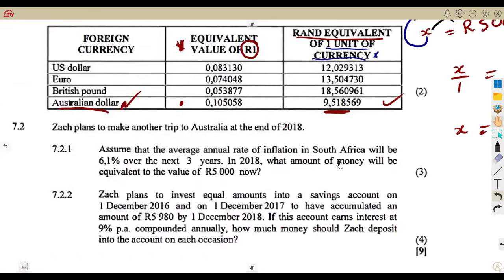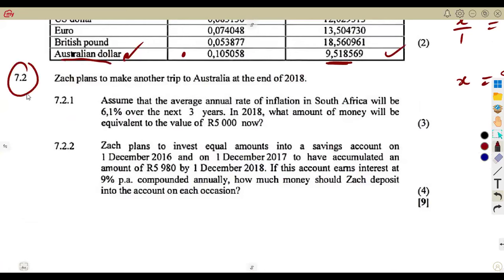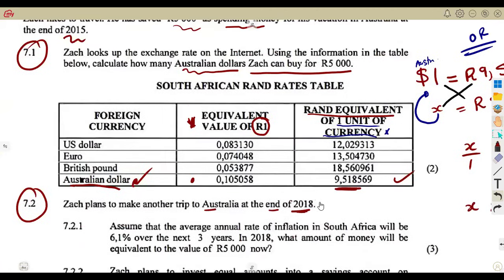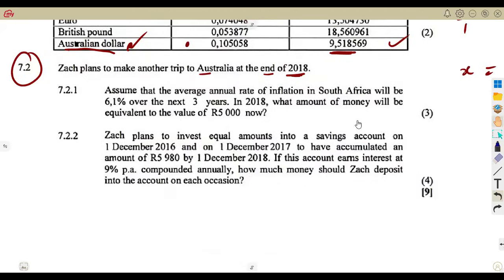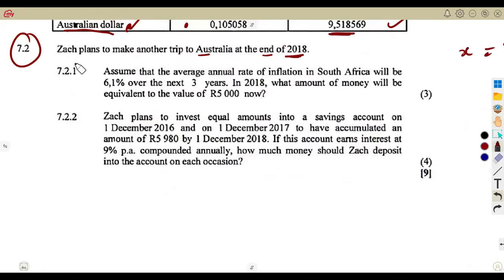Let's see another part, on 7.2. On 7.2, they're saying Zach plans to make another trip to Australia at the end of 2018. When he was doing this here, Zach liked to travel on vacation at the end of 2015. That is, we're talking about the year 2015 here. Now we are talking about the year 2018. So they are saying, 7.2.1, assume that the average annual rate of inflation in South Africa will be 6.1%.